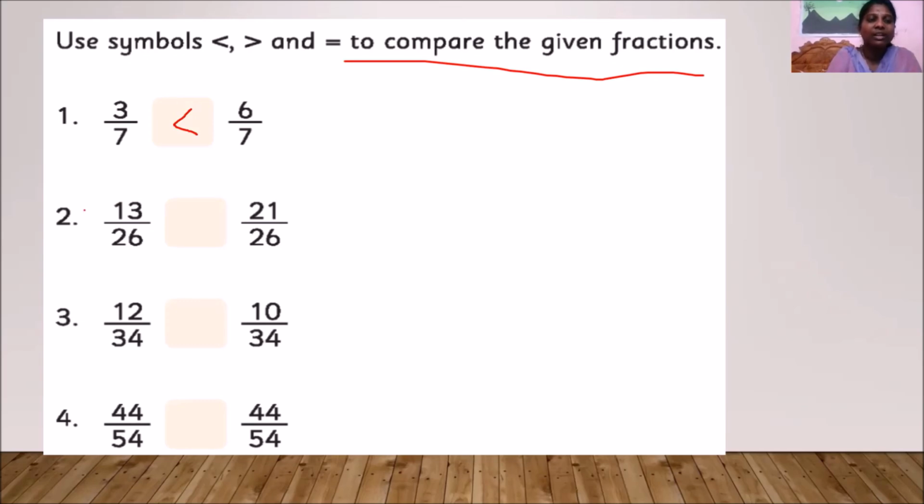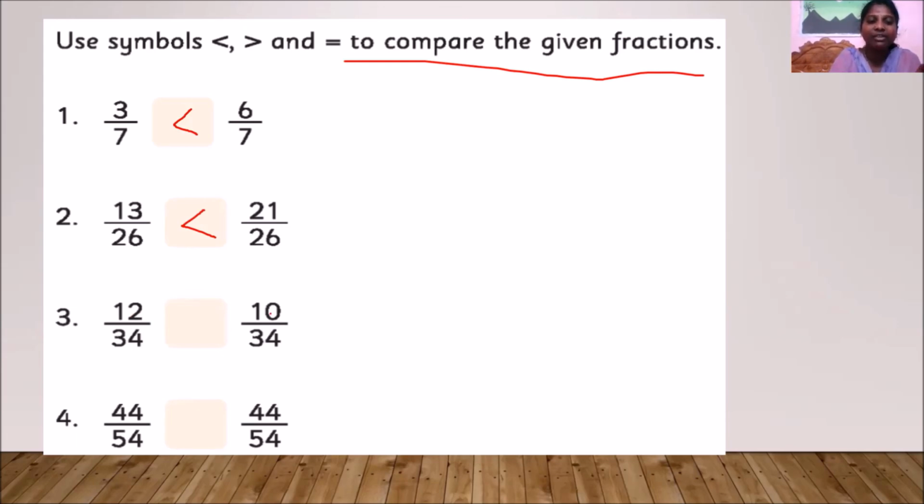Now, let us do the second one. 13 by 26 and 21 by 26. Here also we have the same denominators. That means the fractions are like fractions. Next step, you have to compare the numerators. 13 is smaller when compared to 21. So 13 by 26 is less than 21 by 26.